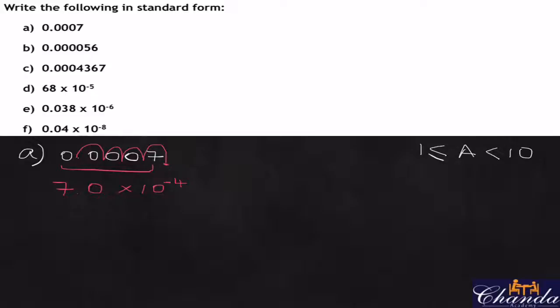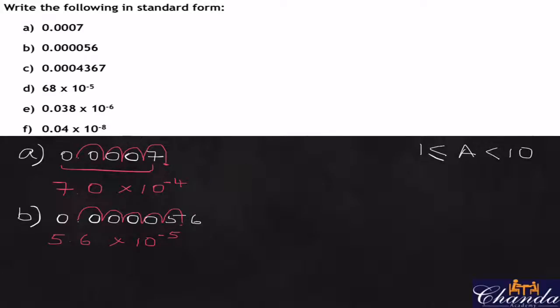Then, for B, we have 0.000056. Same thing. Taking our original decimal point, we move it 1, 2, 3, 4, and then 5 places, which turns it into 5.6 times 10 to the power of, now we've moved 5 spots to the right, so we're multiplying by 10 to the power of negative 5.